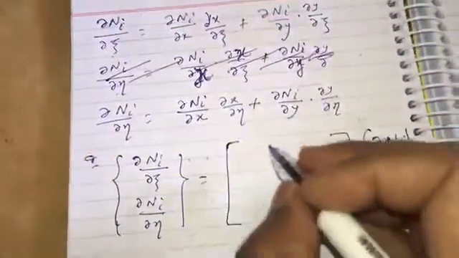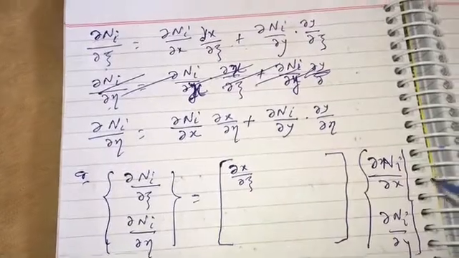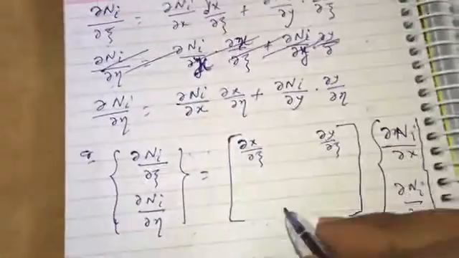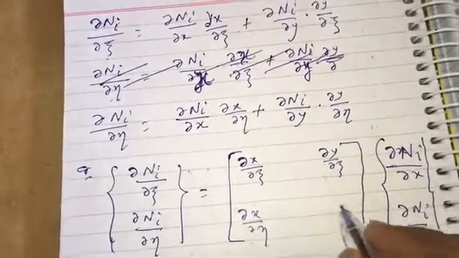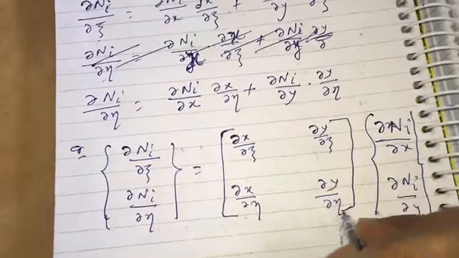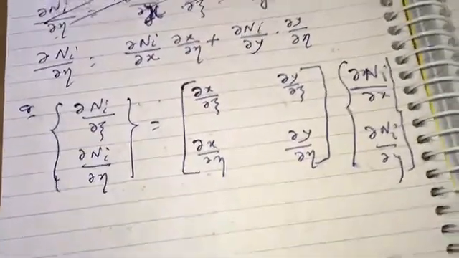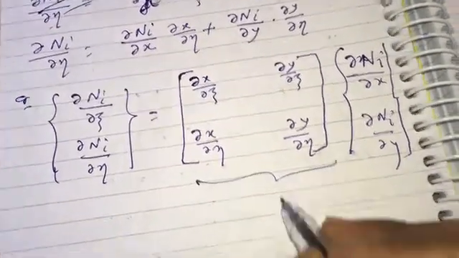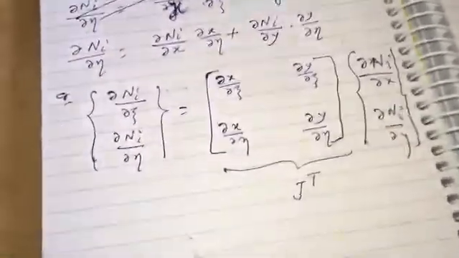So if you look here, this will be del x over del xi, here del y over del xi, and here del x over del eta, del y over del eta. And if you compare it with the Jacobian matrix, this turns out to be the transpose of the Jacobian matrix.